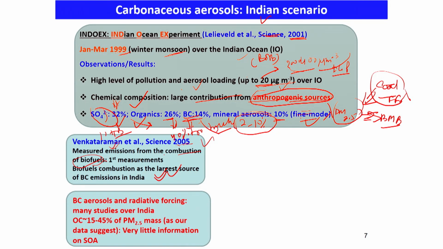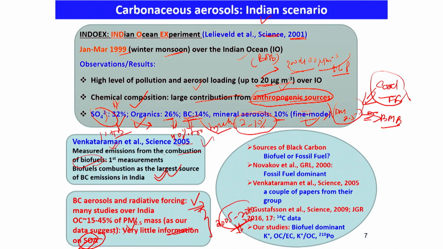And then if you see, there are lots of studies on India over black carbon and radiative forcing, but composition studies were very few, and we did some of these studies during 2005 to 2010, and later on we are still continuing these studies, and we found that in PM 2.5 the organic carbon concentration can be even as high as 15 to 45%, but there was very little information on secondary organic aerosols. Still the data on secondary organic aerosols are missing, so we need to know more on these.